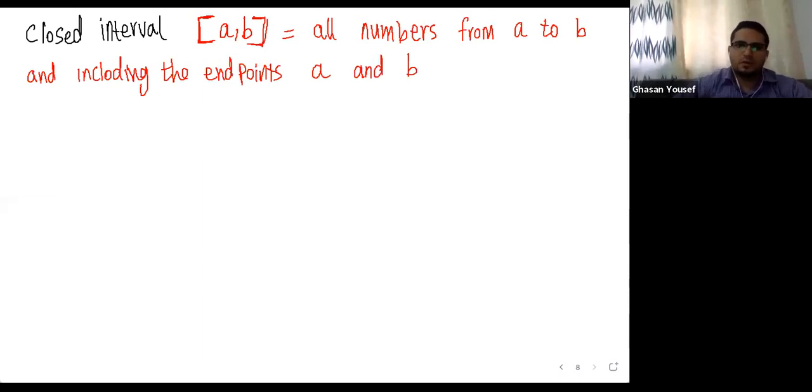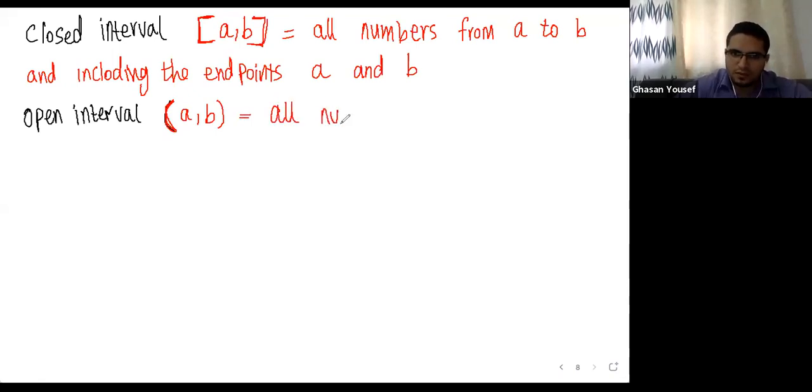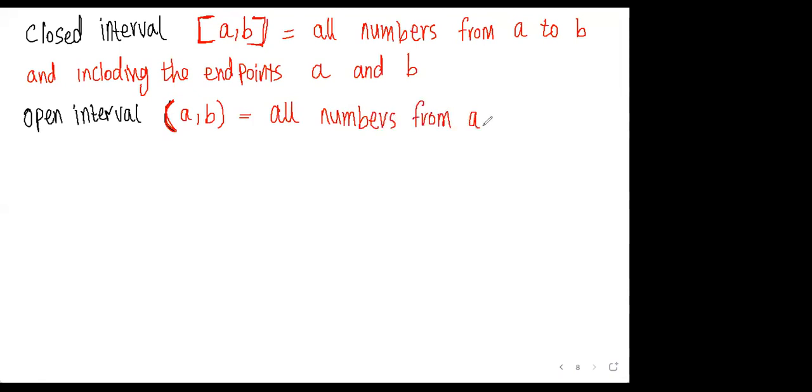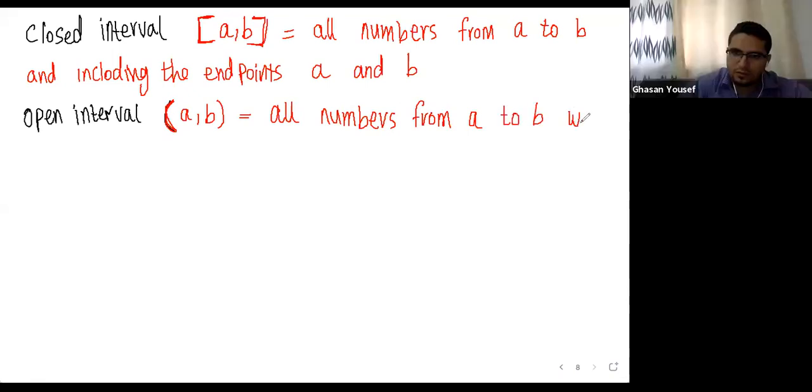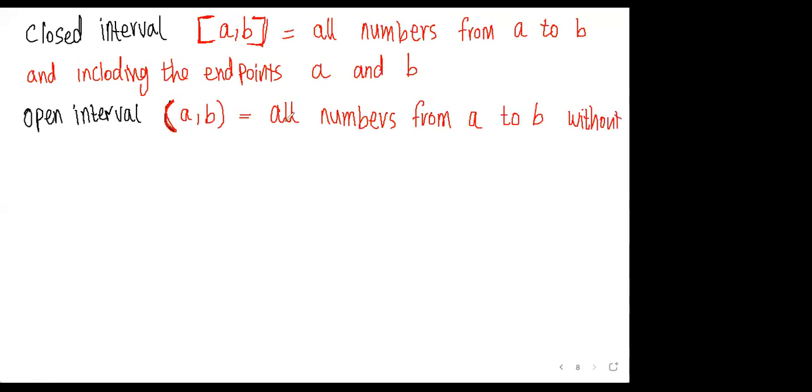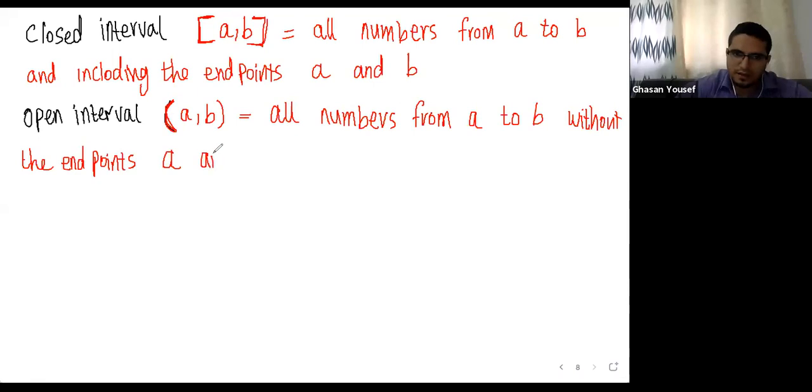But for an open interval, it's something like this, with open parentheses, A comma B. It is all numbers from A to B without the endpoints. Without the endpoints A and B.